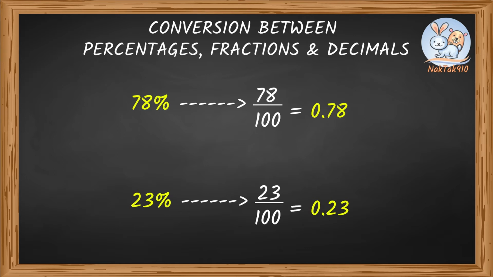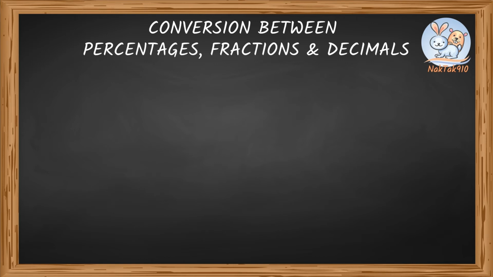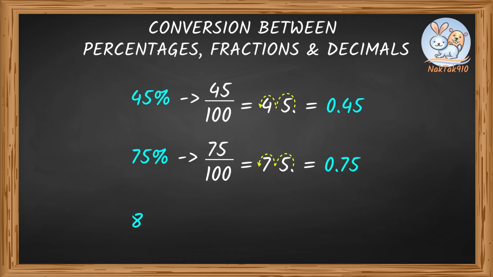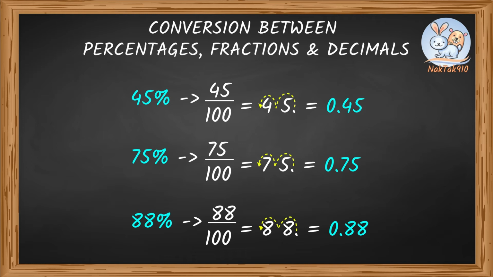Now, try to write these percentages in fractions and then in decimals. Sure, let me try. 45%. 45 by 100. Moving the decimal point 2 numbers to the left, which gives us 0.45. 75% equals 75 by 100. Moving towards the left, 0.75. 88% equals 88 by 100. Moving the decimal point to the left, which is 0.88.